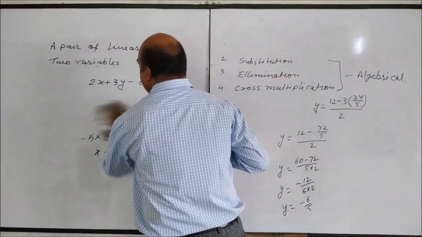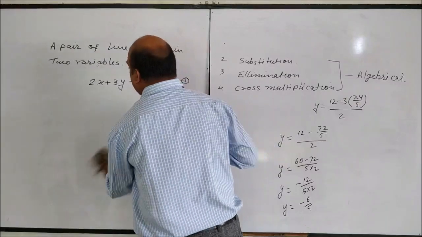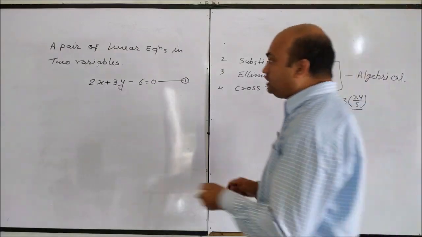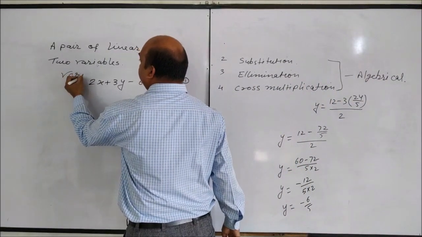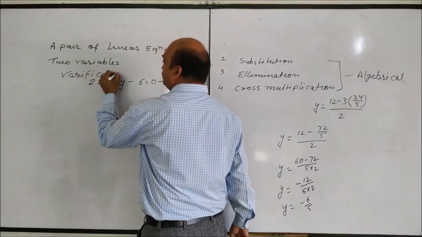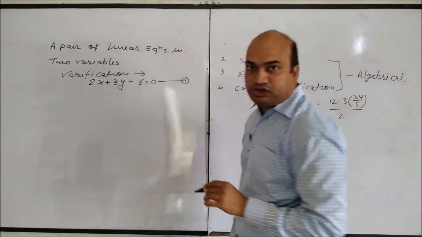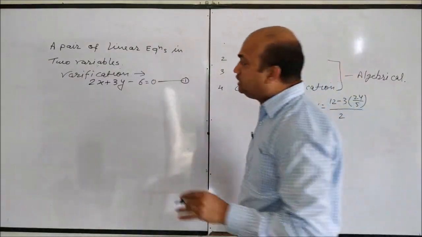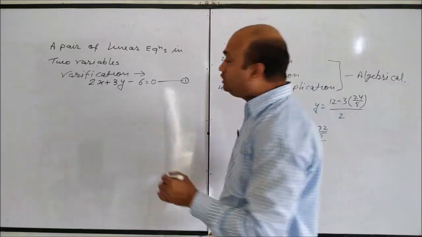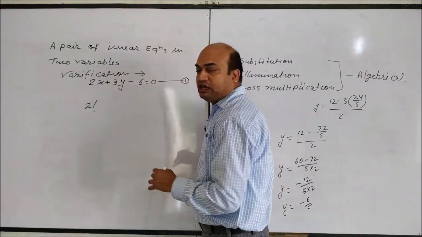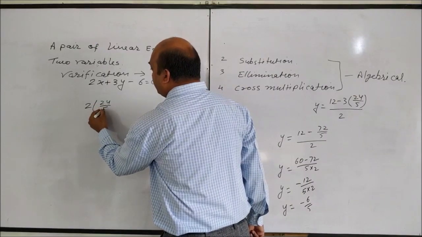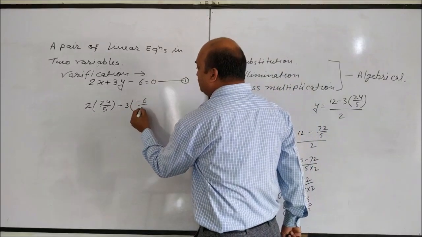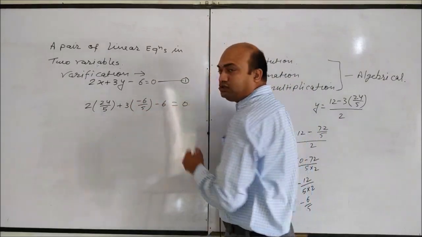We can place these values to any of the two equations to verify. Okay, we can also verify that our answer is correct or not by substituting the values of x and y that we calculated in this equation, either in equation 1 or in equation 2. Take 2x plus 3y minus 6 is equal to 0, where x we calculated as 24 by 5 and y we calculated as minus 6 by 5.